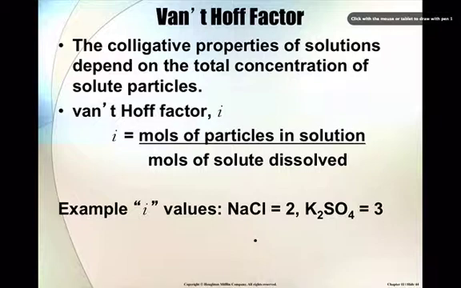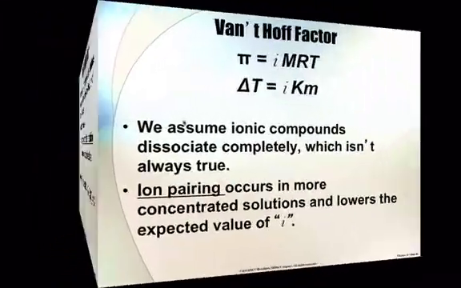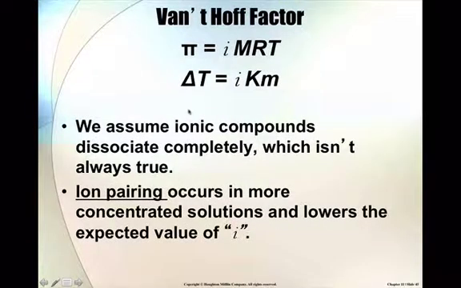NaCl splits up into 2 ions. Potassium sulfate splits up into 3 ions. We're just splitting up these ionic compounds into the number of ions that make them up. And then when you want to substitute this into the different colligative property formulas, and this is the same for boiling point and freezing point depression, you just plug that little i in right before both sides of the formula.